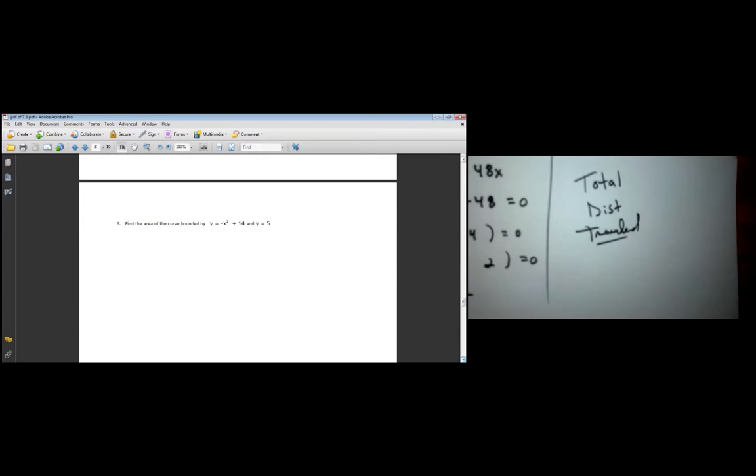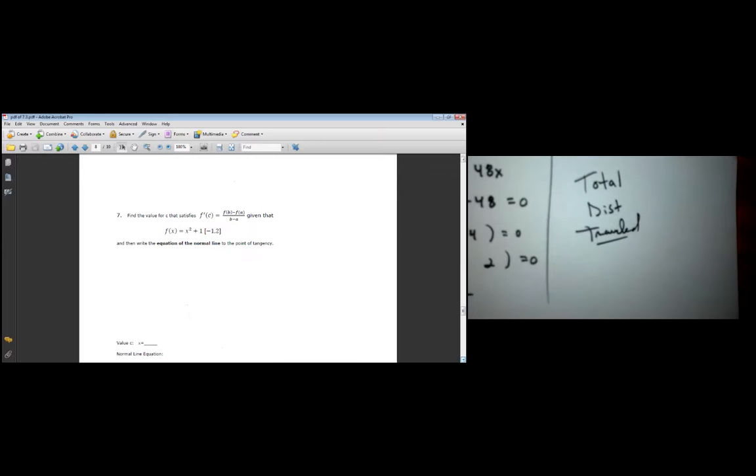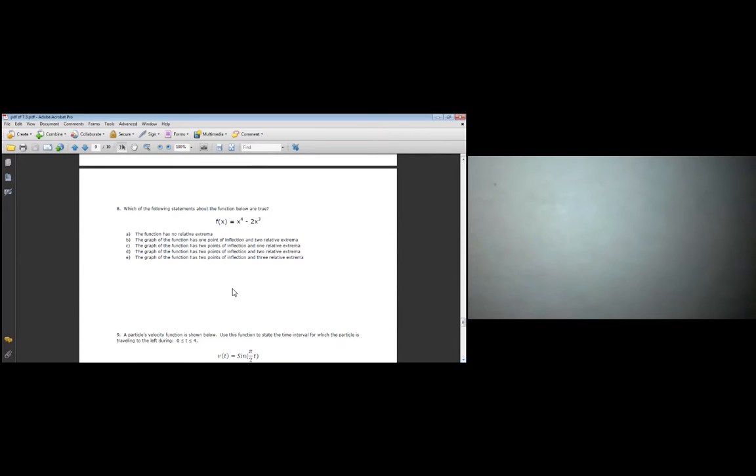Okay. 6, are we okay with area bounded? Yeah. Okay. Anybody have any MVT problems? Okay. So I'm cool if you're not doing some of these guys, but just make sure you know them if you're not doing them. Just be honest. If you need to practice any of this, got to make sure you know the old stuff. Any problems on 8? Talking about extrema and points of inflection. It's talking about do a first and second derivative test and then crank out all the answers and see what's what.